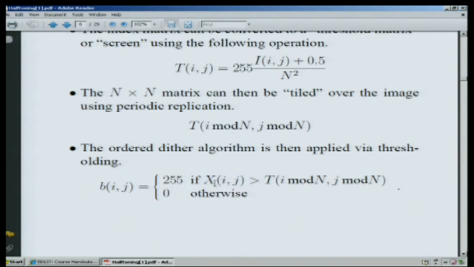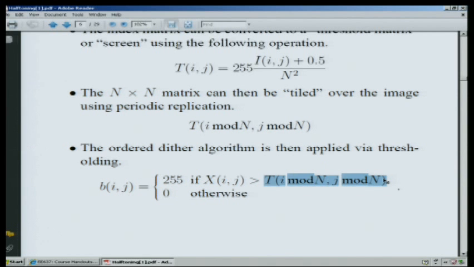But here, because I'm using each pixel independently and comparing against the corresponding threshold, I get more information out in my binary image. Now, you might say, what do I do if the image is larger than the threshold array? Well, I just repeat the threshold array periodically. And that's referred to as tiling.